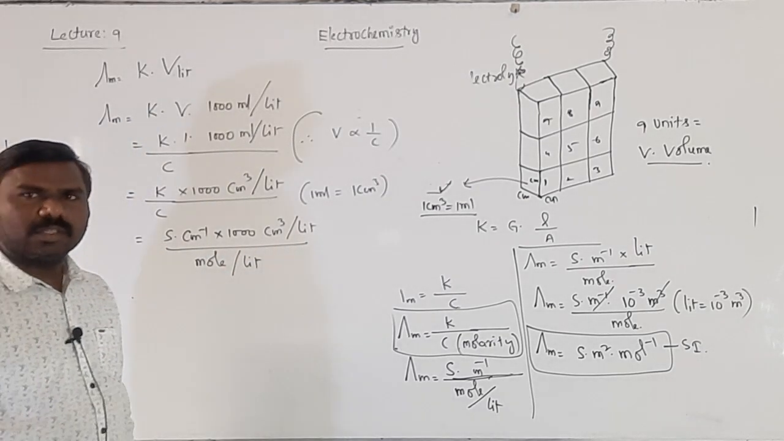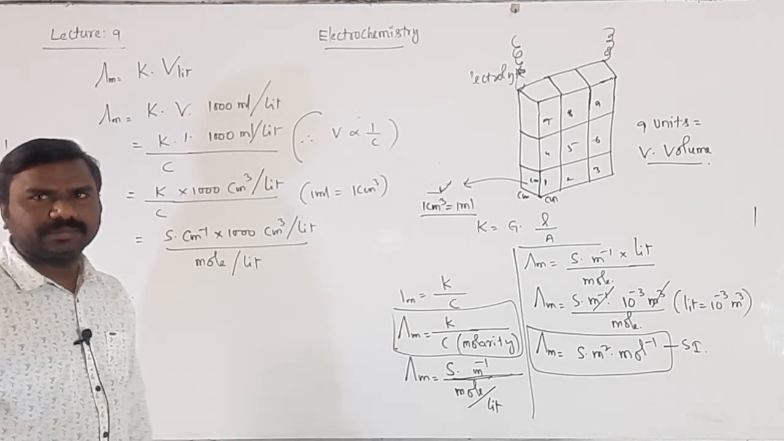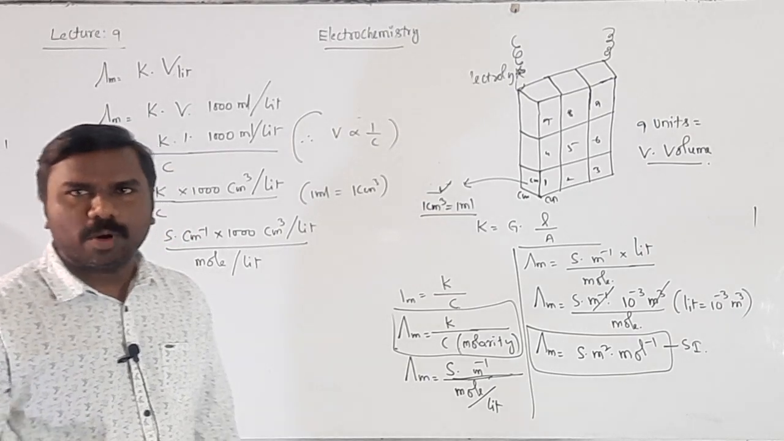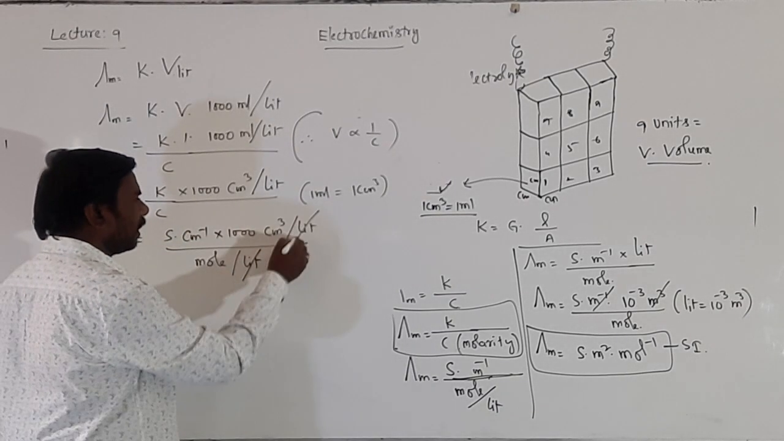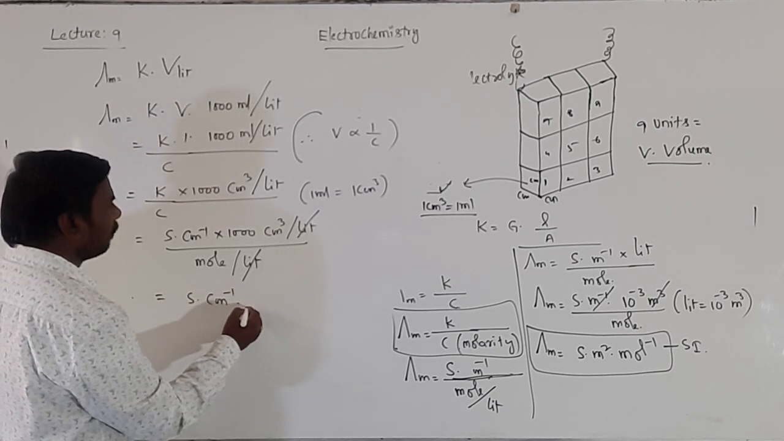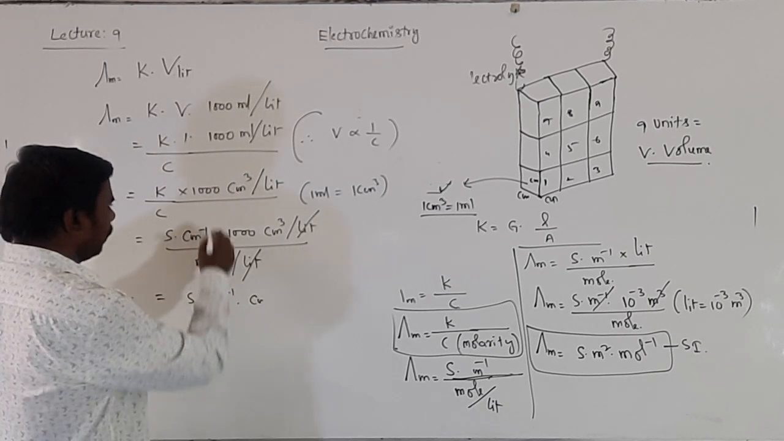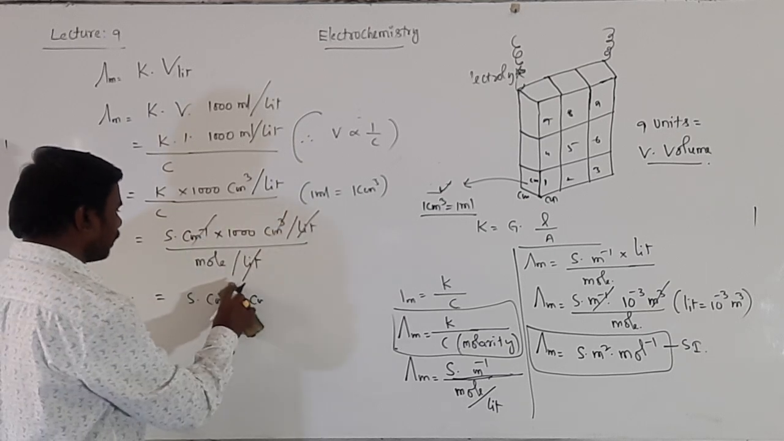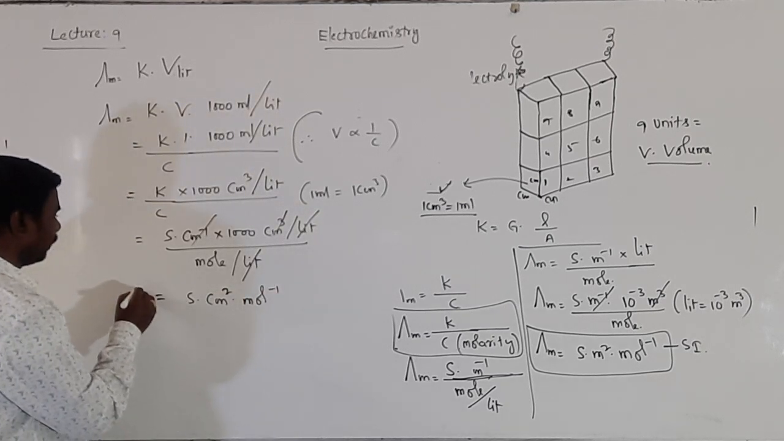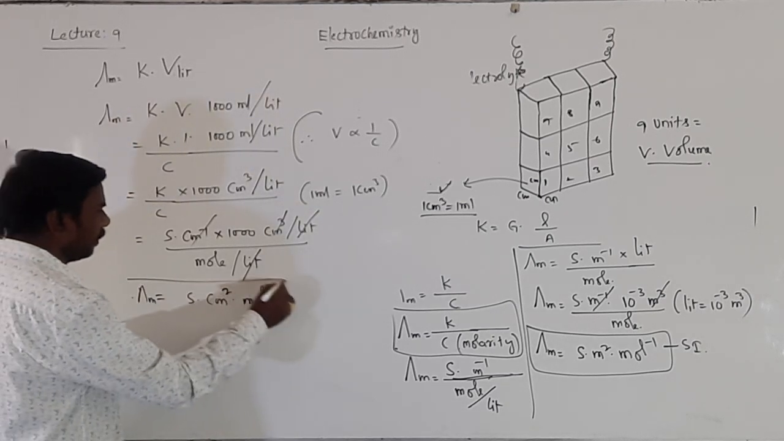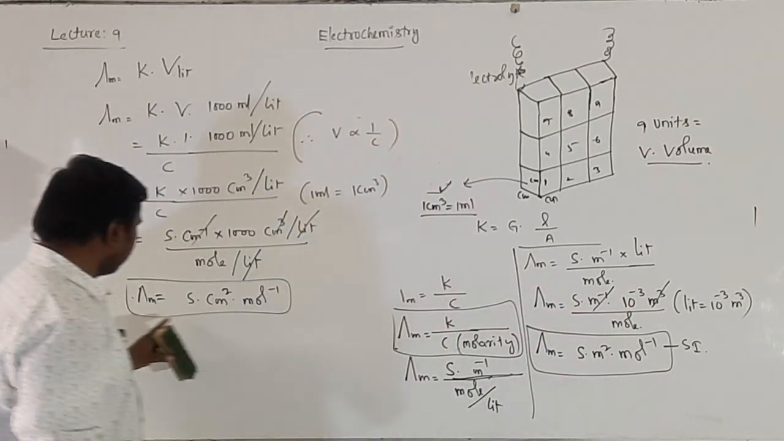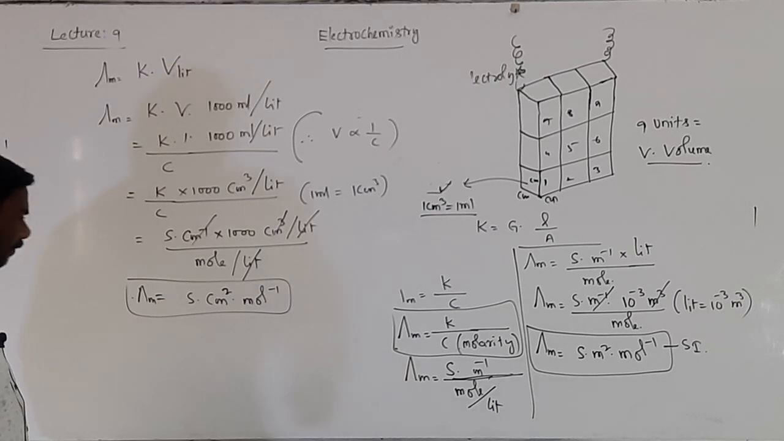Understood? Mole per liter concentration. Milliliters given, I can convert the milliliters into liters, no problem. Then liter cancels. Then what are the units, students? Siemens centimeter inverse, sorry, it will be cancelled. Centimeter square into mole becomes mole inverse, lambda m it is. Units are very, very important. Siemens meter square mole inverse, Siemens centimeter square mole inverse.